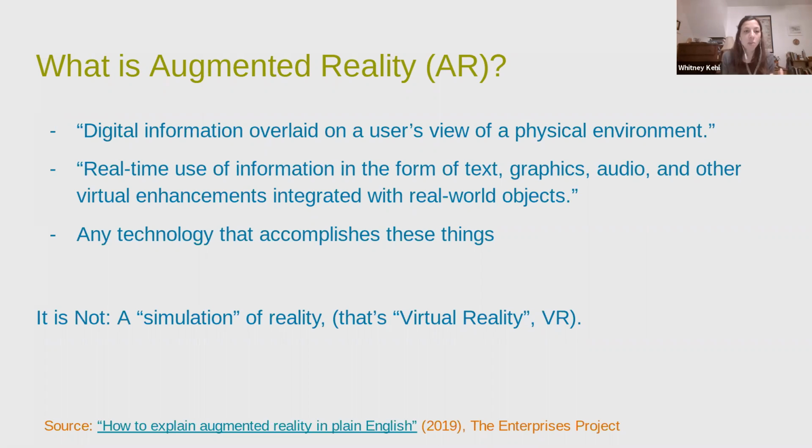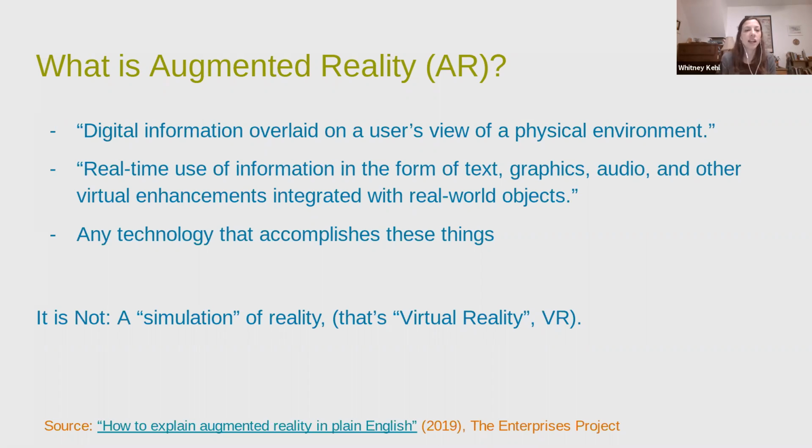And using the Zappar app, you can take a physical item and overlay digital information on it. You put the QR code on the physical item, and then when someone scans it, they're going to get this virtual overlay of something else happening that looks like it's transposed onto the physical item, even though that's just a simulation within the screen of the tool that they're using to view it. And augmented reality can provide real-time use of information in the form of text, graphics, audio, and other virtual enhancements integrated with these real-world objects.